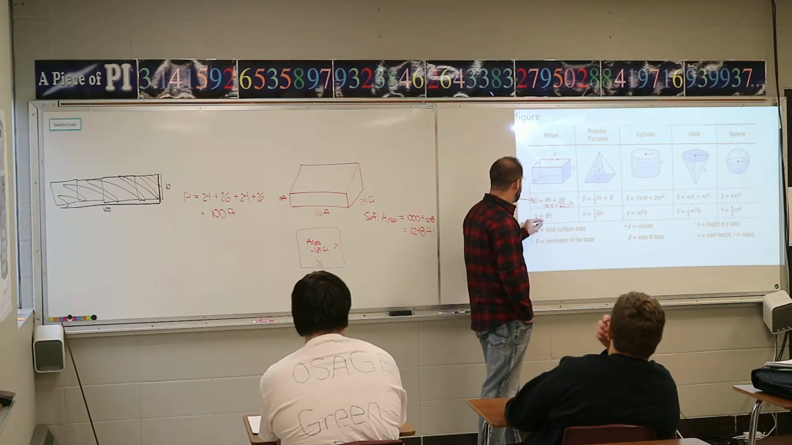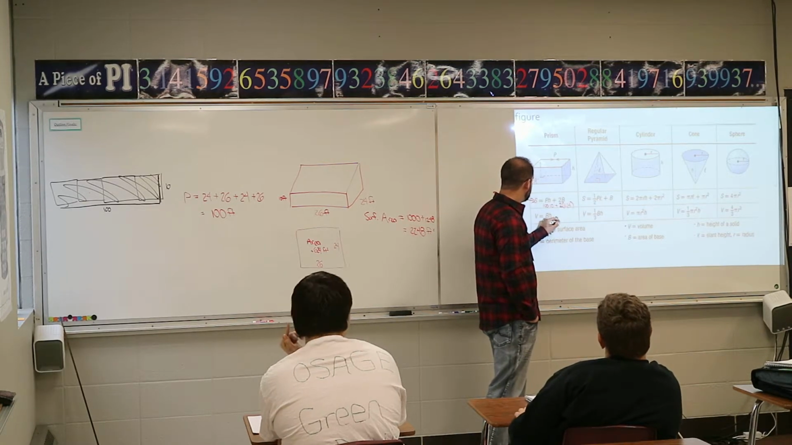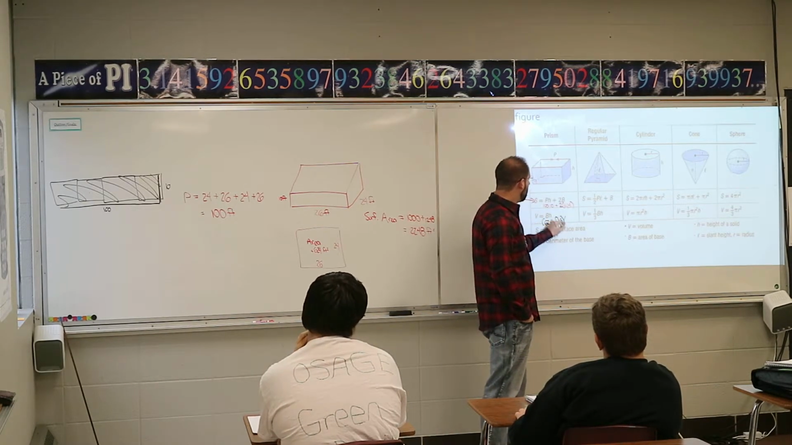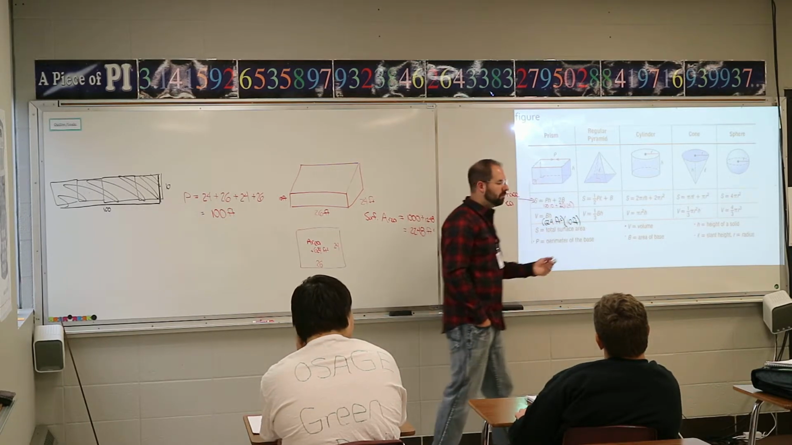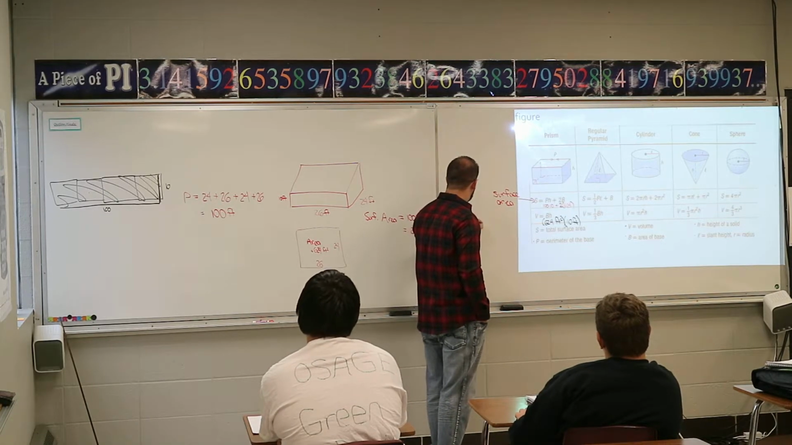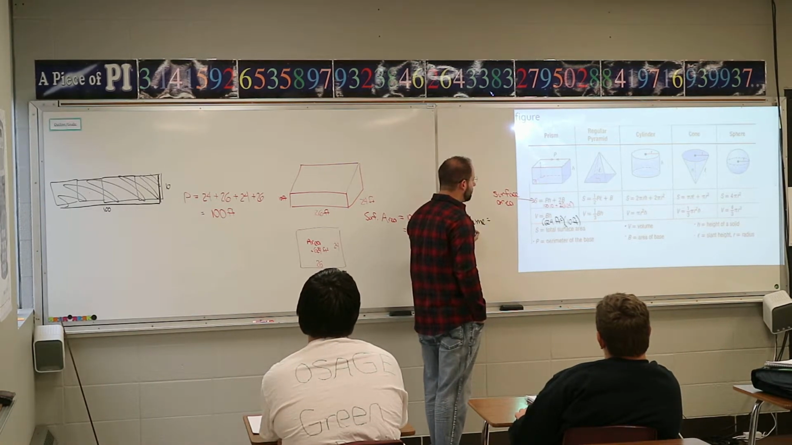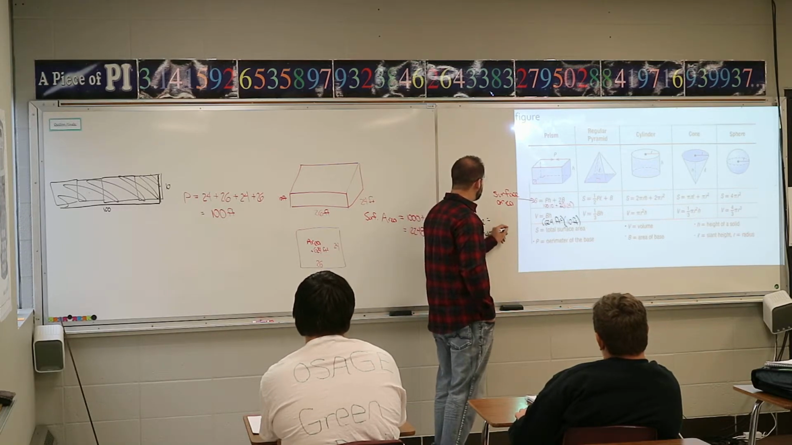Well, we already found the area of the base. The base was the 624 feet squared. And we take it times how tall that room is. The room is 10 feet tall. So if you actually multiply that, the volume of the room is 6,240 feet cubed, cubic feet.